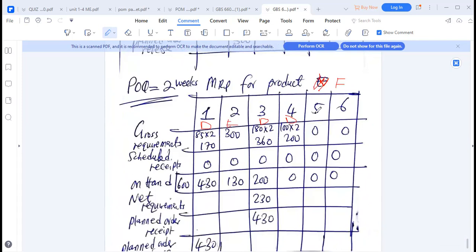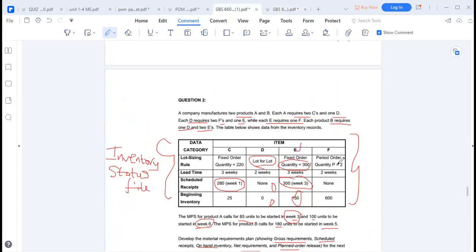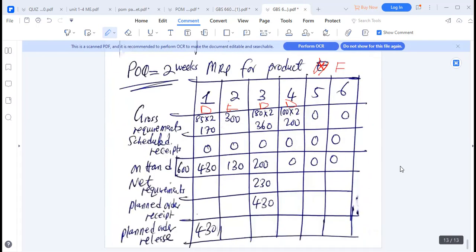Then we have to check the aspect of information from the inventory status file. For F is 600 beginning stock, no scheduled receipts. Lead time is 2 days. So 600 plus 0, minus 170, so we are getting the 430 as on hand because we're able to sort out this. 430 plus 0 minus the 300, we are having a 130.